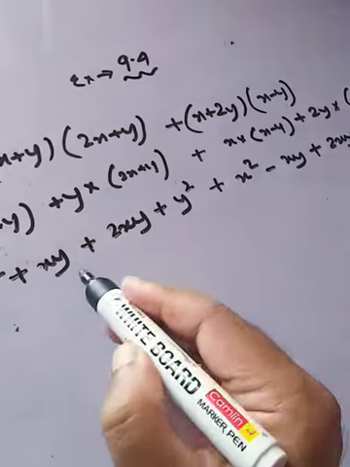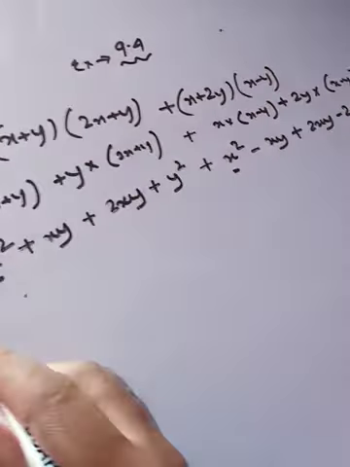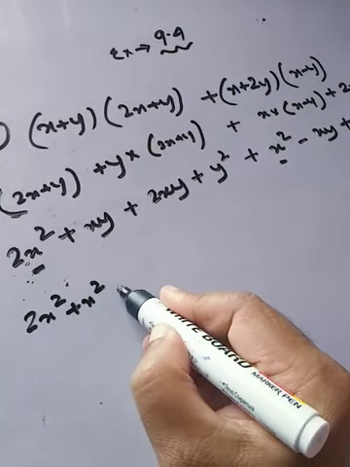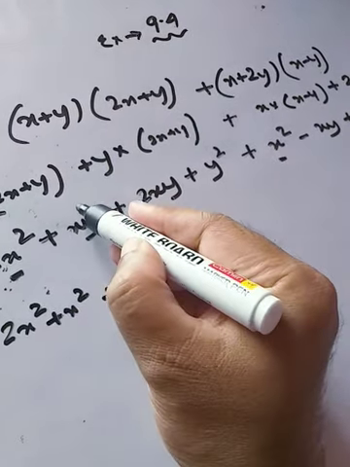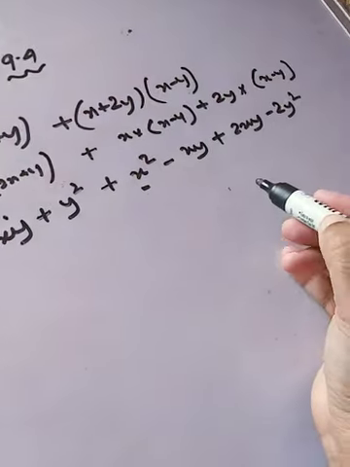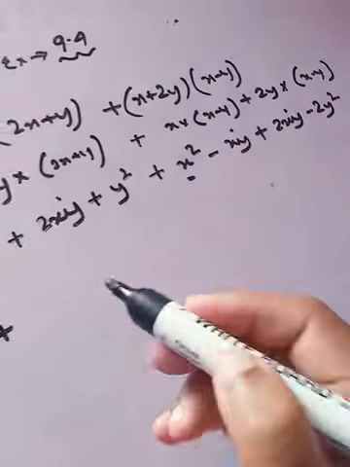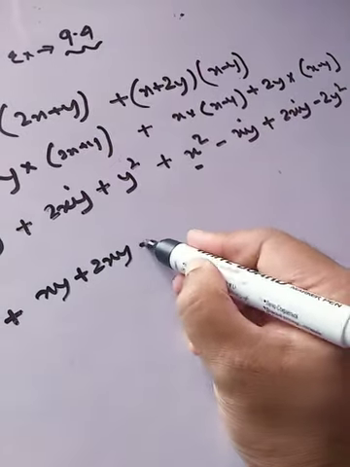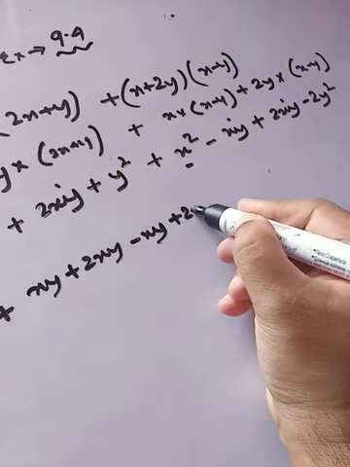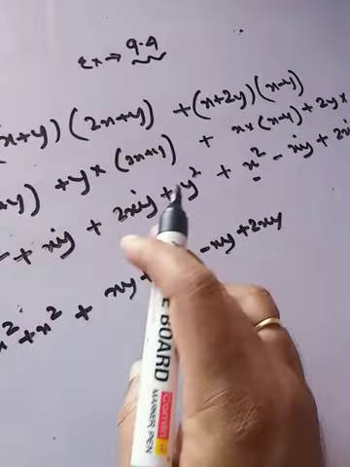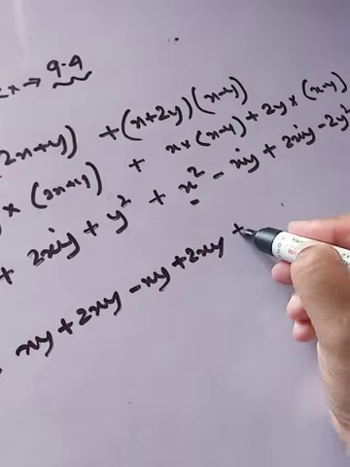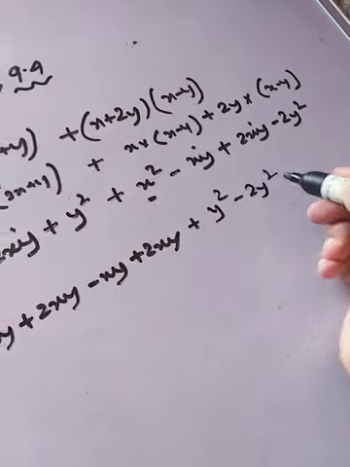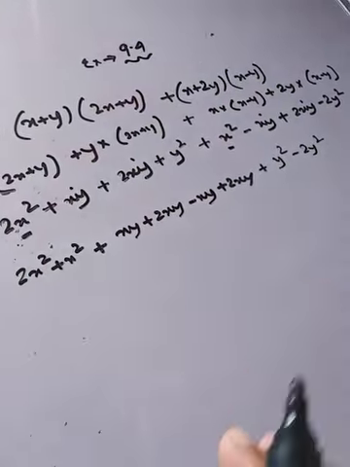Now x square, is there any x square? Yes, here is x square, so we'll bring them together. So 2x square plus x square. Okay, now we'll bring all the xy together. This is xy, is there any other xy? Yes, xy and xy, bring them together, students. So xy plus 2xy minus xy plus 2xy, so all the xy's are together. Now what is the next term? Y square, isn't it? So is there any y square? Yes, there is. So y square minus 2y square. So all the like terms are now together.